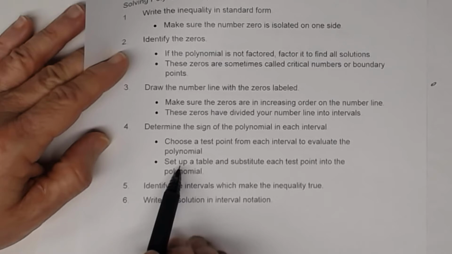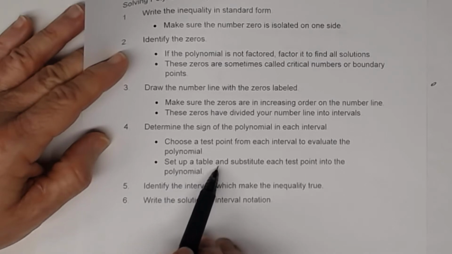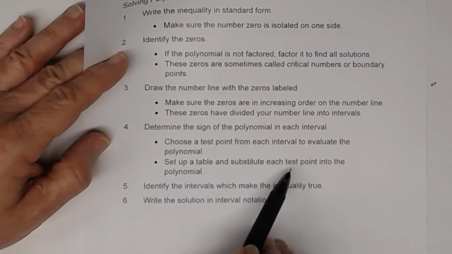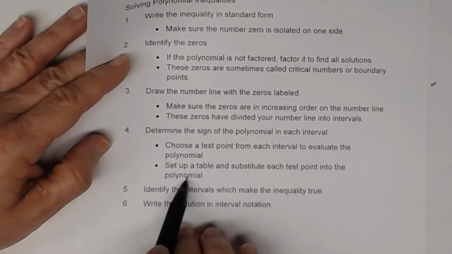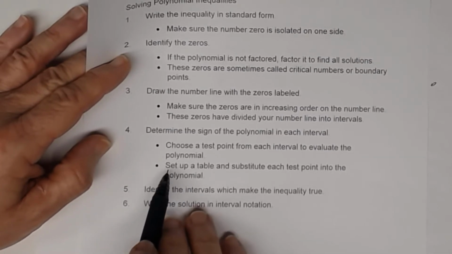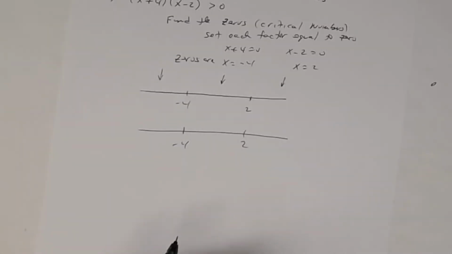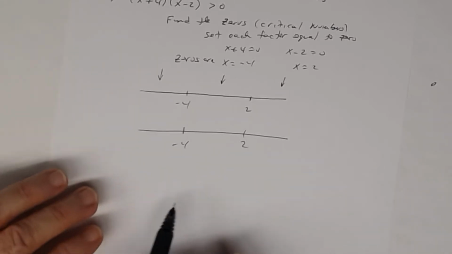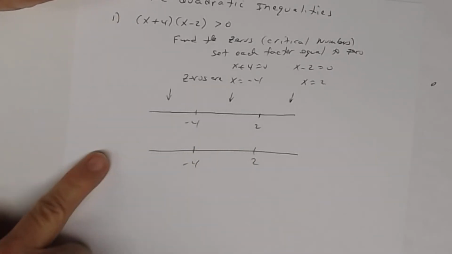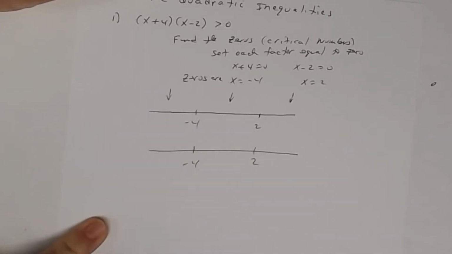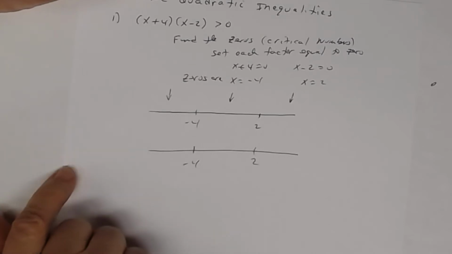Now we're going to the next bullet. You're going to set up a table, and you're going to substitute each test point into the polynomial. There are a couple of ways you could do this. Here's the way that I would do this, and then we're going to do the table form as well. In all of these problems, they're going to be factorable.